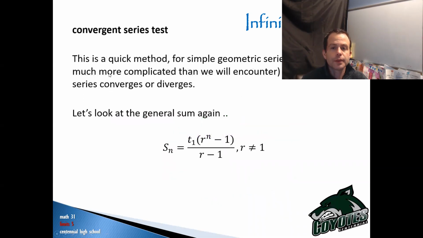All right, this is a quick method for simple geometric series. They can be more complicated than what we're going to deal with, to see if the series converges or diverges. So let's go back to that general sum. We're going to take a look at this one more time. This is just the equation that I started you off with for the summation of a geometric series.